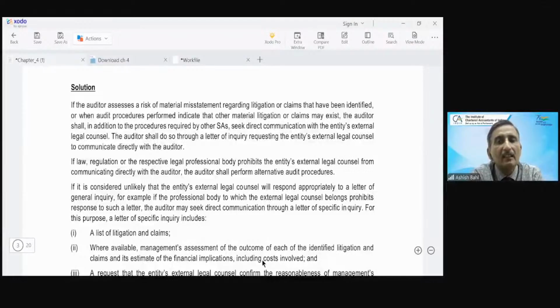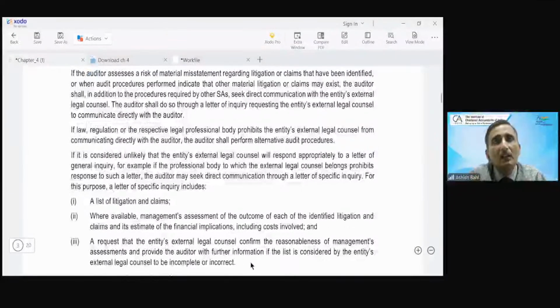So she can send that letter, and the specific letter of inquiry includes the list of litigation and claims and the management's assessment, what the management thinks is the possible outcome of these claims and its financial implications. And a specific request to the external legal counsel to confirm the reasonableness of the management's assessment, that whether management's assessment in respect of the probable outcome of litigation or claims is proper or not.